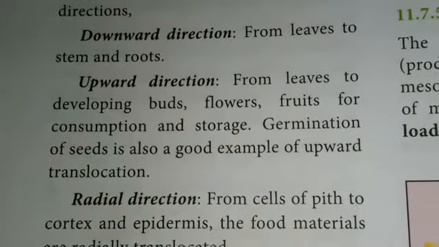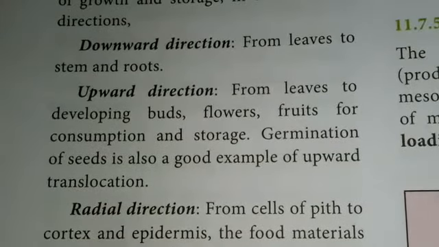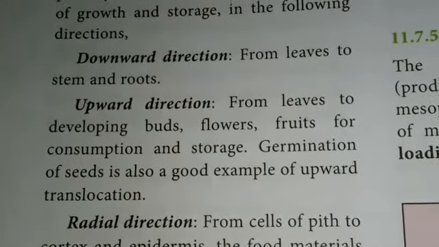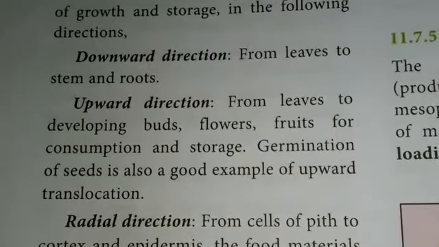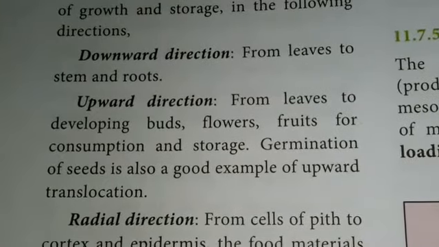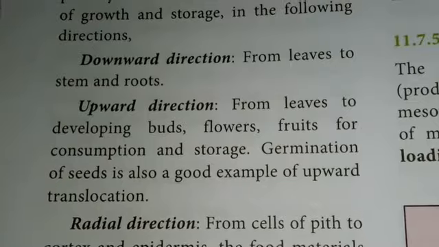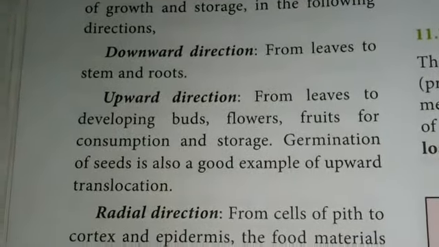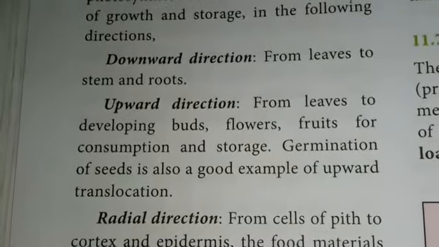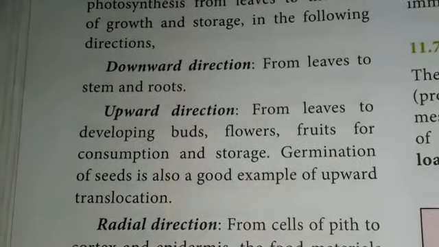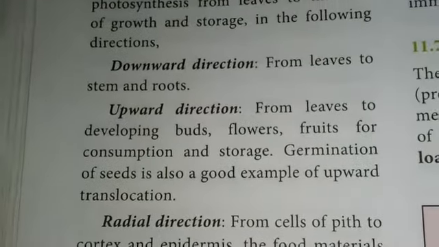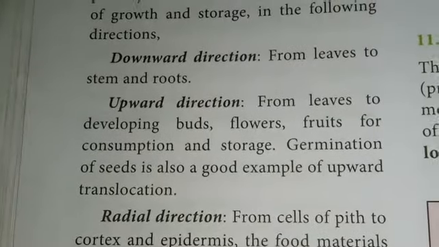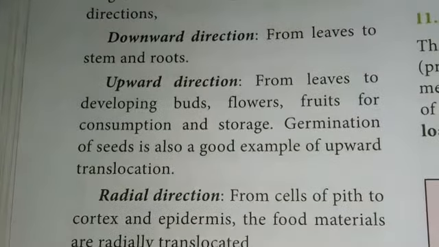In the upward direction, food moves from the leaves to the developing buds. Here, developing buds means the developing shoot system yet to develop, so that flowers and fruits form for consumption and storage. Germination of seed is a good example of the upward direction of food material. In the downward direction, food moves from the leaves to the stem and the roots.